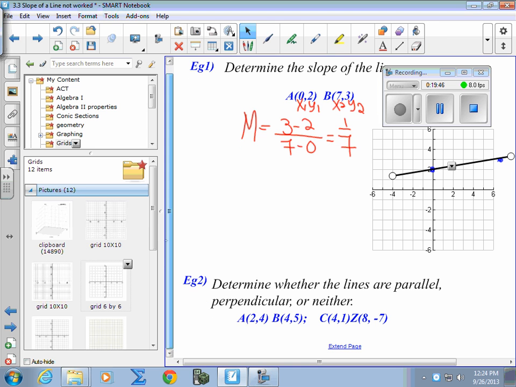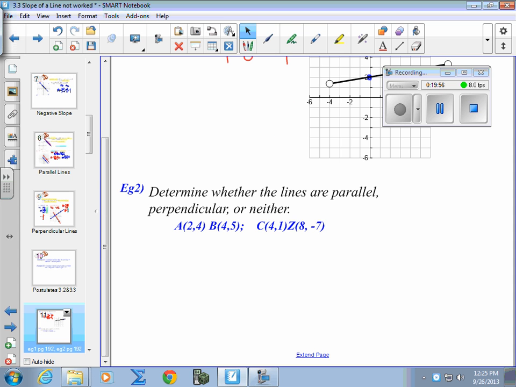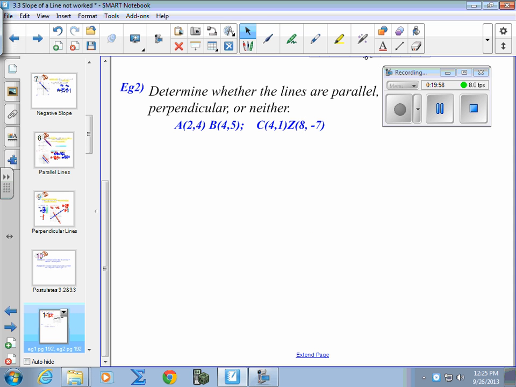All right. The next problem asks you to determine if the lines are parallel, so you want to find the slope of each line and then compare the slopes. We'll start with the red, x sub 1, y sub 1, x sub 2, y sub 2. We have the slope is 5 minus 4 over 4 minus 2. We have this slope is 1/8.